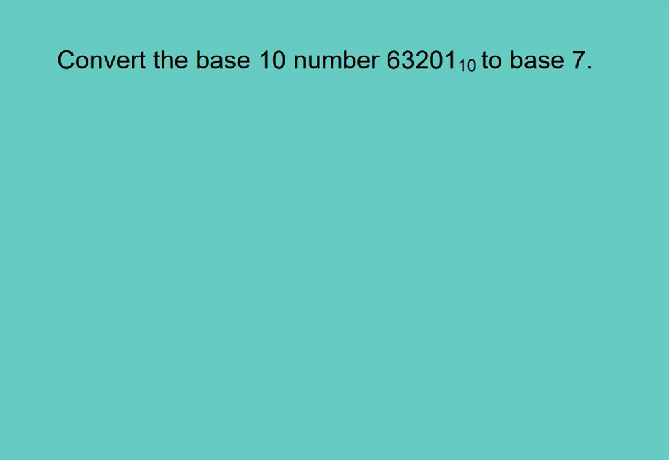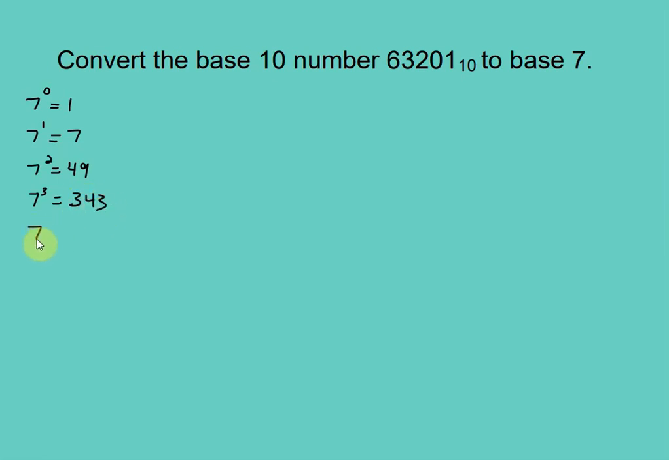Okay, let's do one more. We're going to convert this base 10 number 63,201 to base 7. So let's determine what power of 7 can be divided into that number. I'm going to start with 7 to the 0 power is 1. 7 to the 1 power is 7. 7 squared is 49. 7 to the 3rd power is 343.